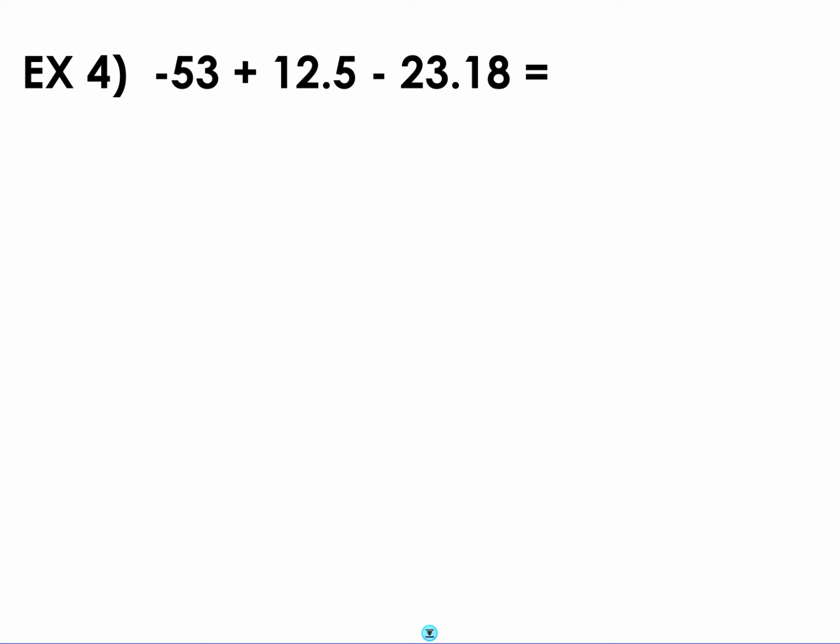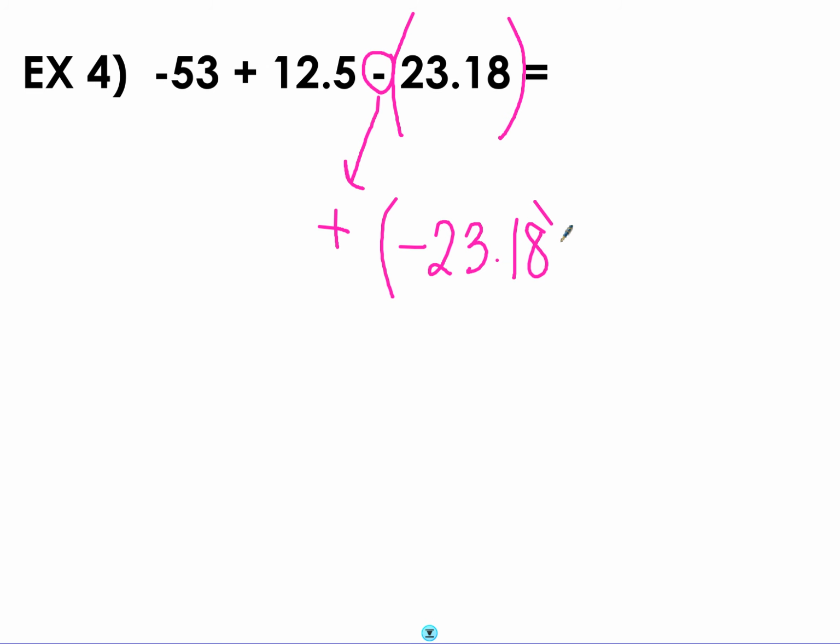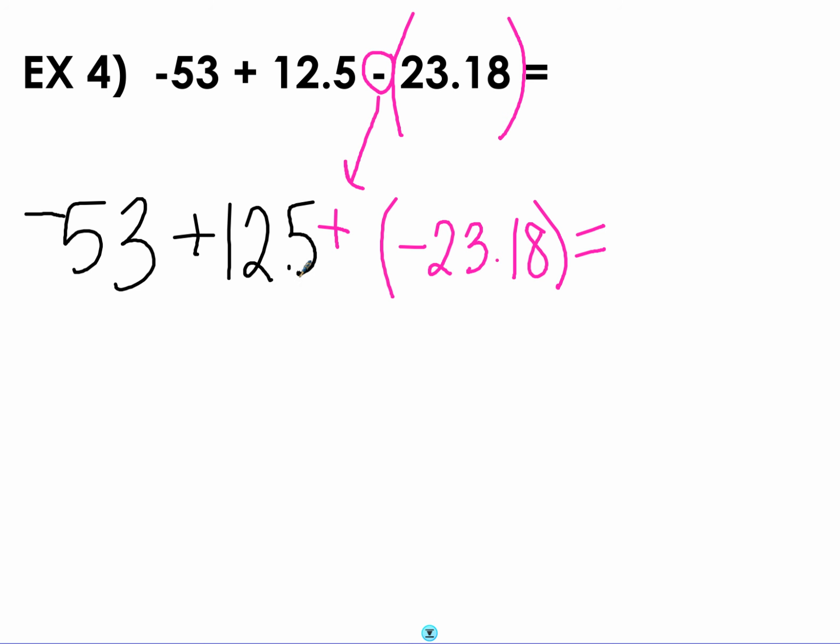And then this one is a little bit of a longer problem, but we're going to still use our scoreboard. What I notice is I have a subtraction here, so parentheses around the number that we're subtracting. And then I'm going to change this to adding the inverse. I'm not going to change the rest of the question, so this would still be negative 53 and this would still be plus 12.5. All right, now that everything is addition, I can do my scoreboard.